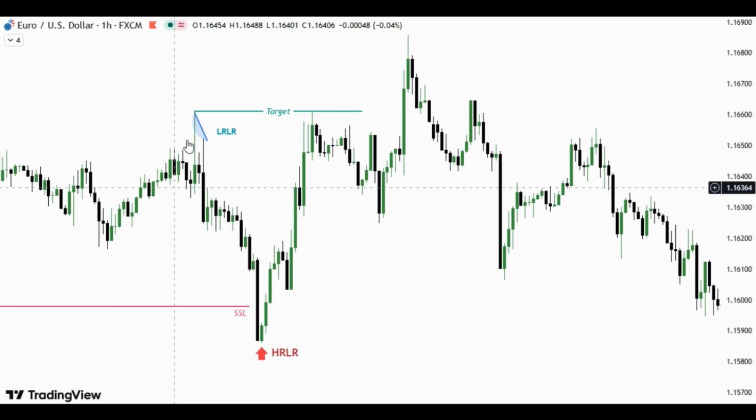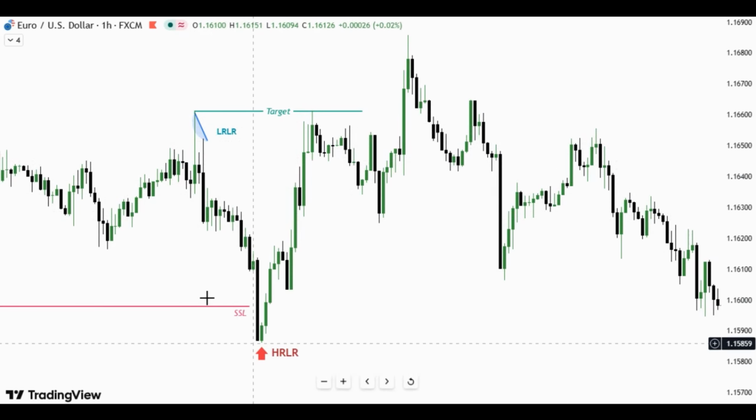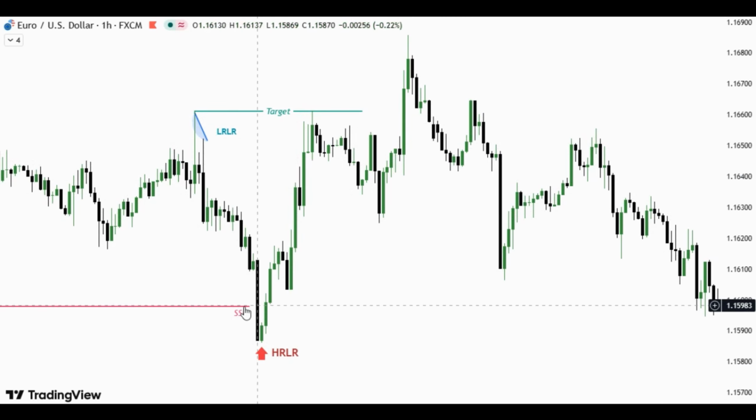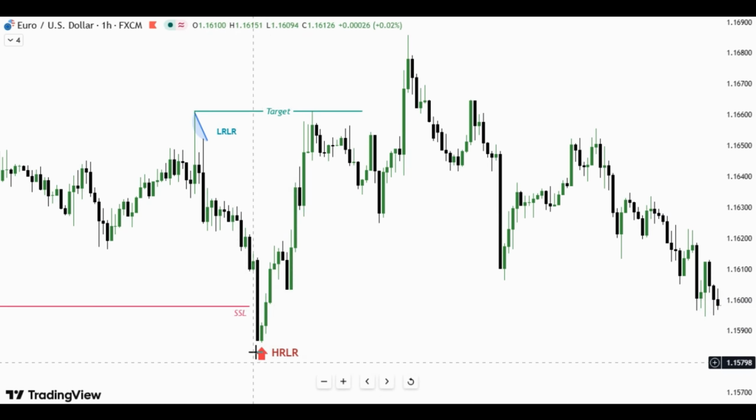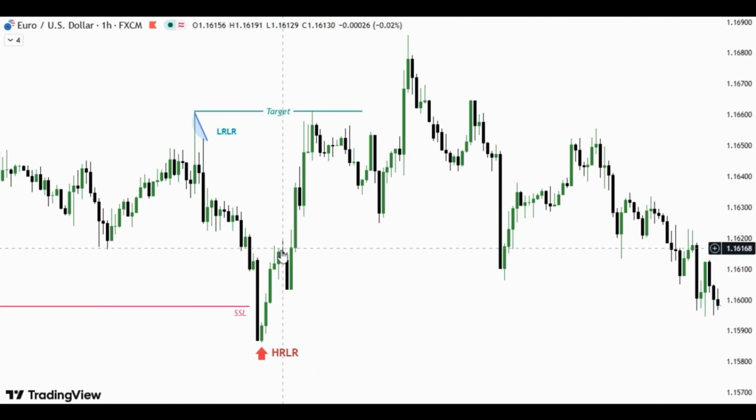Look at what we have in this area, a failure swing. The price pushed up but couldn't break the high or sweep the liquidity. Because of that, these highs together created a low resistance liquidity run. After that, the price dropped significantly and hunted the liquidity below this low. This formation gives us a high resistance liquidity run. Then, the price pulls back.